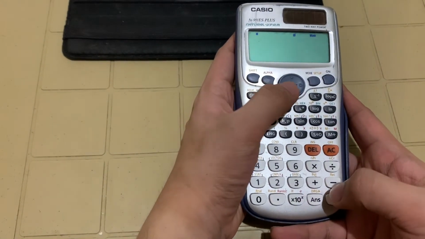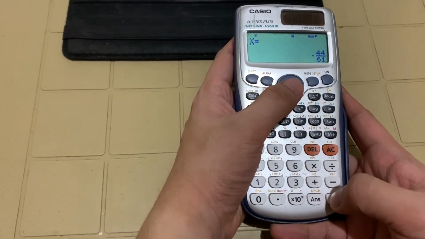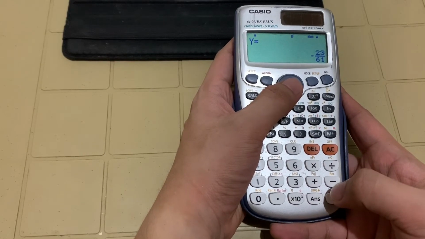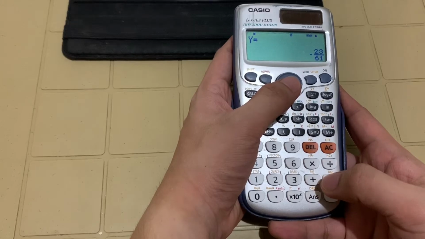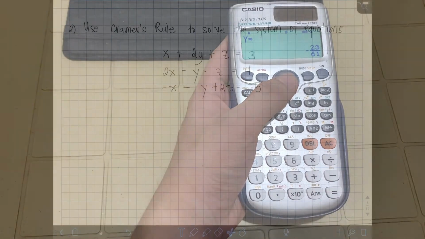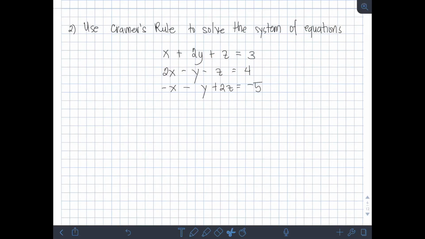Then press equal sign para masolve si x, negative 44 over 61. Then equal sign para masolve si y, negative 23 over 61. Which is tama. Okay? Next, we have use Cramer's rule to solve the system of equations x plus 2y plus z is equal to 3, 2x minus y minus z is equal to 4, and negative x minus y plus 2z is equal to negative 5.